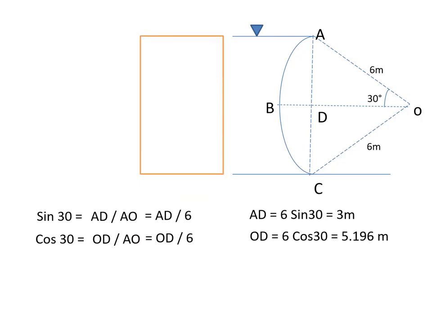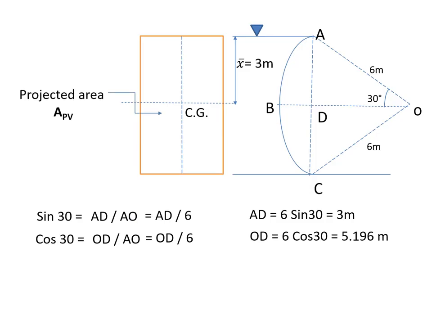So now the projected area also I have here. Now this curved surface ABC is projected on the vertical plane AC. So AC is nothing but AD is 3 and DC is 3, so total 6 meters. Okay. So now CG will be exactly at the center of this rectangle. Since AD itself is the CG distance, therefore X bar is 3 meters. This is nothing but the projected area which I have shown here.